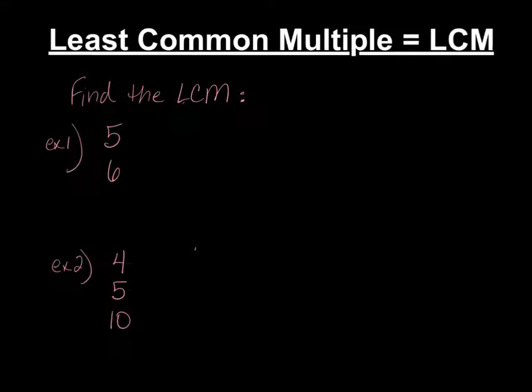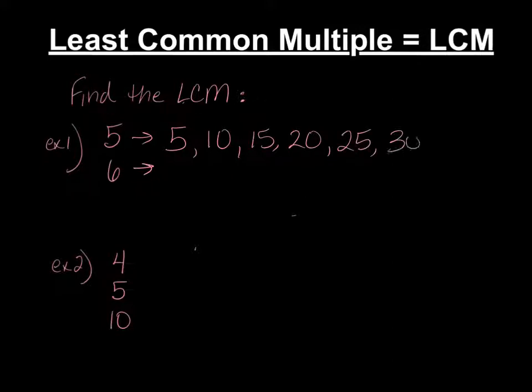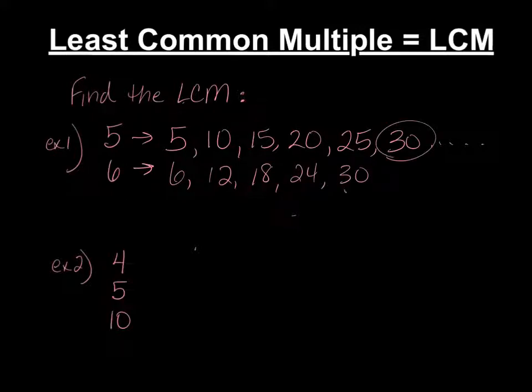So if I were to do this with 5 and 6, and I start out by listing the multiples of 5, 5 times 1, 5 times 2, 5 times 3, 5 times 4. The problem is when I use this strategy, I'm really not sure exactly where I should stop. If I start listing then the multiples of 6, 12, 18, 24, and 30, coincidentally, I ended up finding the common multiple.